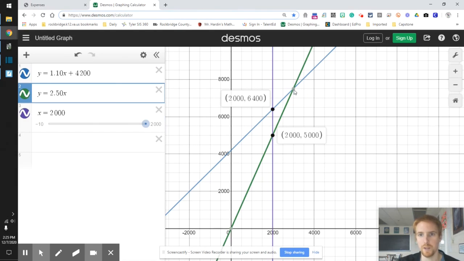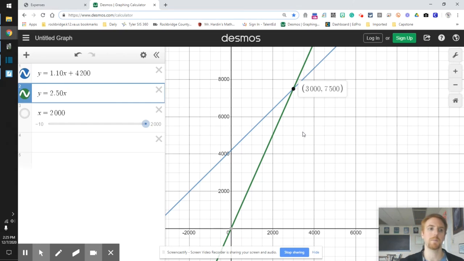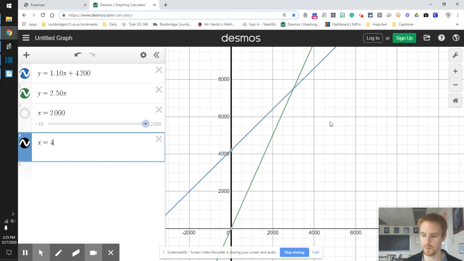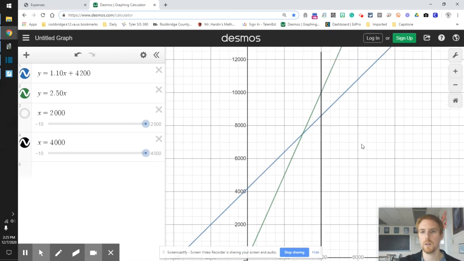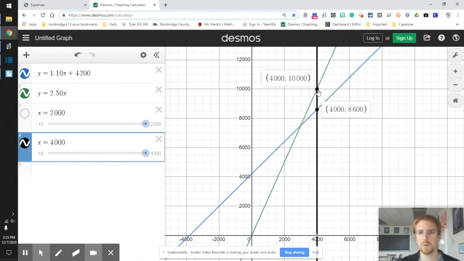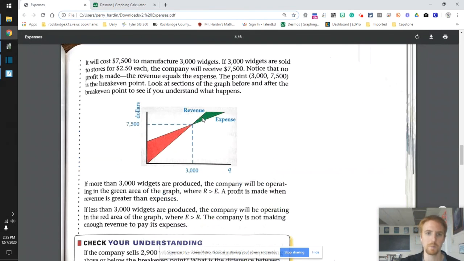Now, you don't want to operate there either, right? If you're just breaking even, that might be nice for a charity, but you're not making any profits. You can't pay employees and you're not making any money. Let's see what happens if I sell more than 3,000. Let's say I sell 4,000. We'll zoom out a little bit. All right, well, now my expenses are $8,600, but my revenue is $10,000. So now I'm making $1,400. That's a profit. That's a good thing. That's what a business is designed to do, make a profit. So that's this green area. Anywhere in this green area, your revenue is higher than your expense.